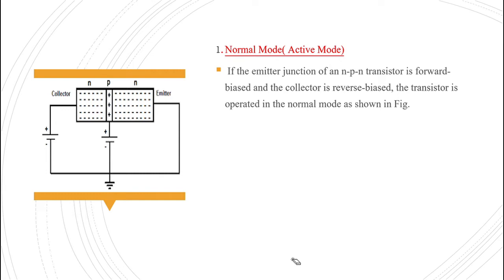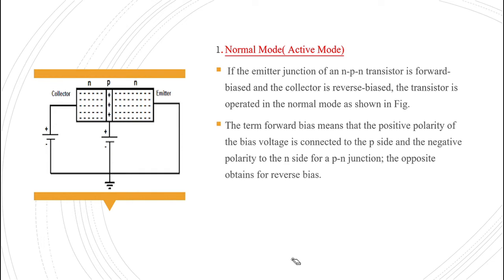If you see, the collector junction is connected in reverse bias, because the N side, which is the electron side, is connected to the positive terminal of the battery or the source, and the emitter is connected with the same polarity. Basically, forward bias is when you connect the positive side to the positive side or the negative side to the negative side, but in reverse bias we connect the positive side to the negative side.